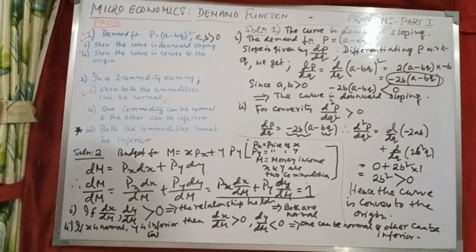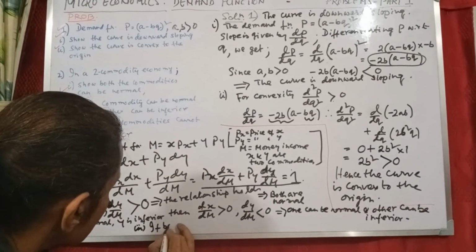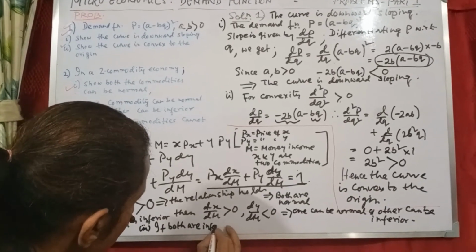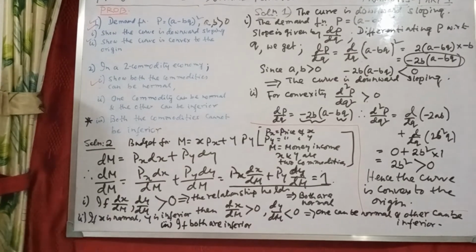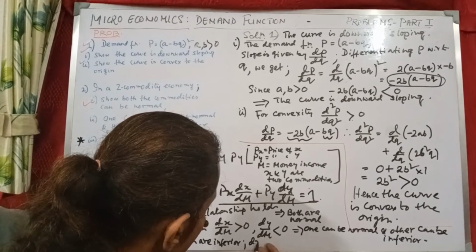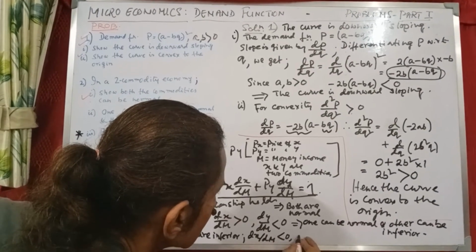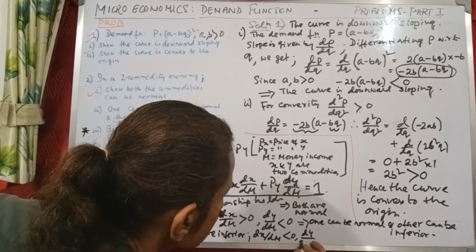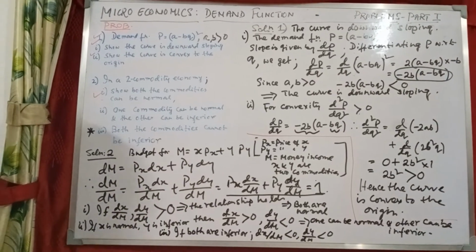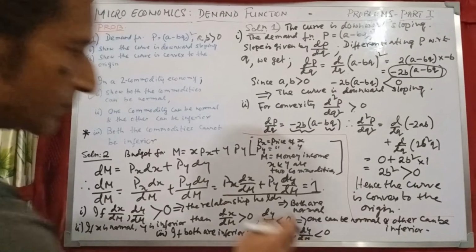Suppose both the commodities are inferior. If both are inferior, then dx/dm is less than 0, dy/dm less than 0. If both the goods are inferior, then dx/dm is less than 0 as well as dy/dm is less than 0.